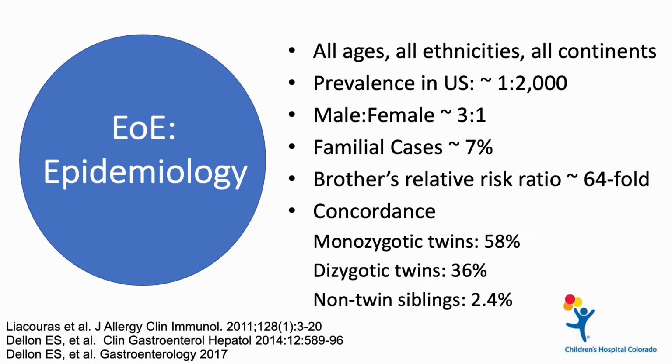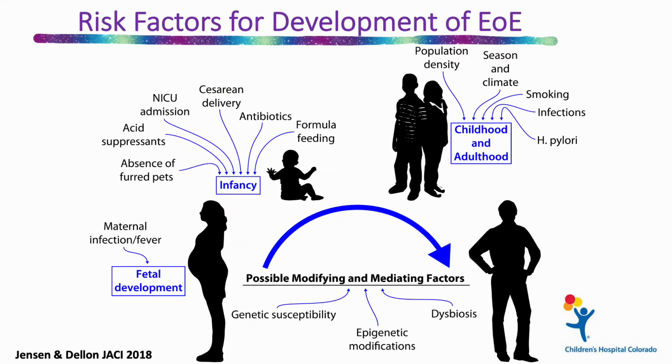And there is a concordance between monozygotic twins. For example, if one monozygotic twin has it, 58% of the time the other one will have it. In dizygotic twins, it's about 36% of the time. And in non-twin siblings, it's about 2.4%. So this tells us that something goes on that's very important in utero and in the early years of life in the environment, because that's what the twins would have in common, in addition to genetic factors.